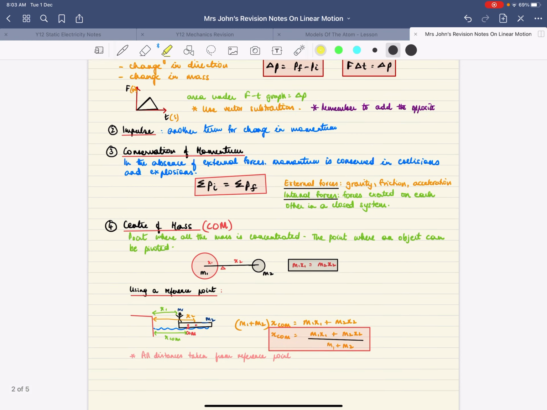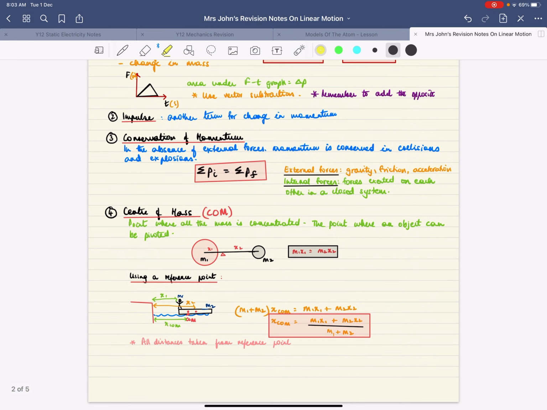Then this brings us to the center of mass, which is a point on an object where that object will balance if it's pivoted. When you're looking at the center of mass of a system, it could be one object or multiple objects. Let's consider two objects. There are two ways of calculating it. One is using the idea of torques. So this little triangle here is the pivot point, and so mass times distance from the pivot on one side equals mass times distance from the pivot on the other side.